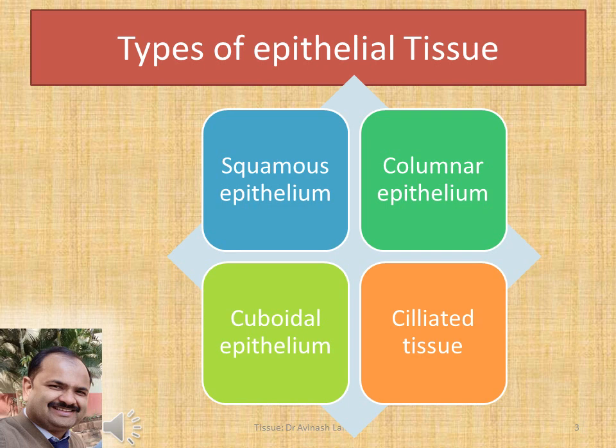Before that, let us see first all these four types of tissues and then one by one we will see their different functions and structures. First is squamous epithelial tissues, second is columnar epithelial tissues, third is cuboidal epithelial tissue, and last but not least ciliated epithelial tissue. These are all four types of epithelial tissues. In the next slide we'll see their diagrams and their peculiarities.